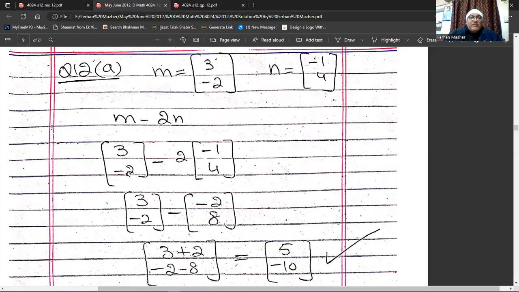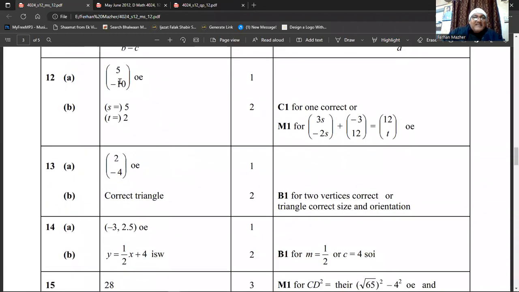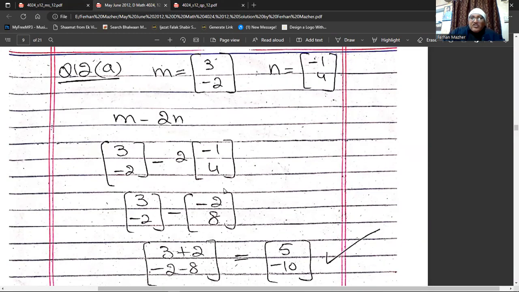So the M value is 3, -2, and the N value is -1, 4. So it will be 3, -2. This minus will remain minus. This 2 will go inside and multiply both the terms. So inside the matrix you will have -2 and 8, and 3 minus -2 becomes 3 plus 2, and -2 minus 8. 3 plus 2 is 5, and -2 minus 8 is -10. So 5, -10 is the right answer. This is how this is done.